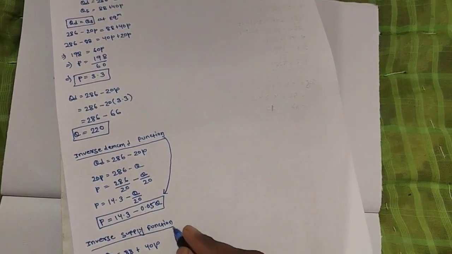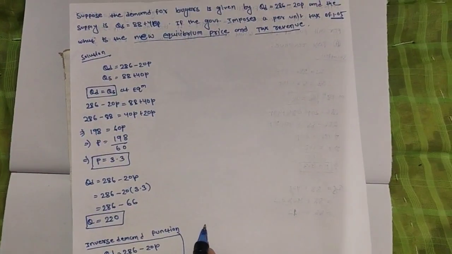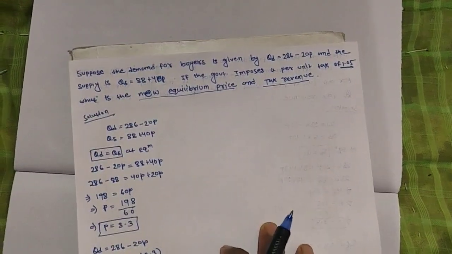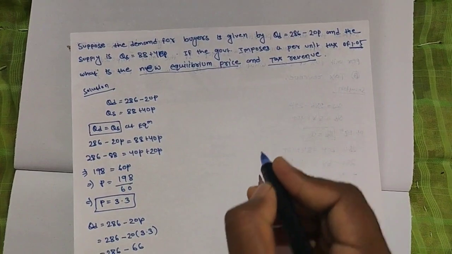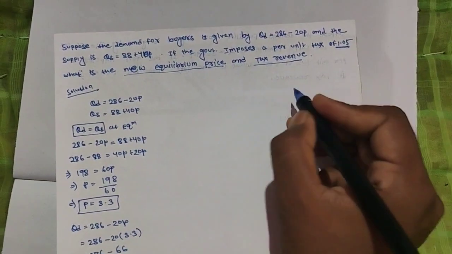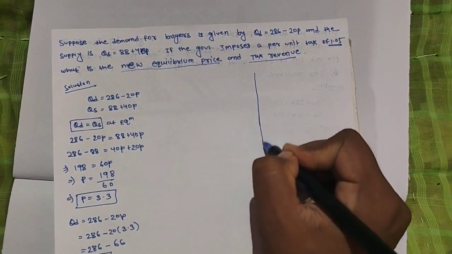This is the inverse supply function, and this is the inverse demand function. So now what we will do is find the equilibrium after the tax. You have to make space here, because we will show it through a diagram.